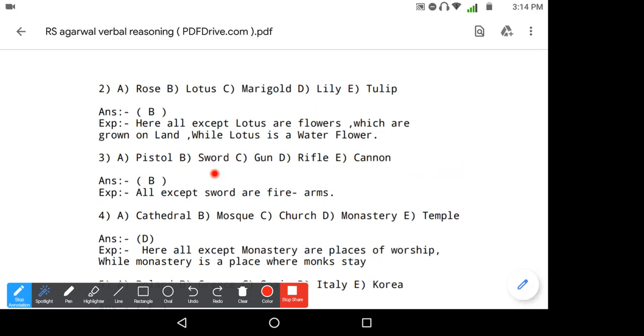You don't use fire. Now in a gun you have a bullet. Okay, in a pistol also you have a bullet. So it's a firearm that has been used. So except sword, the rest of them are all firearms.